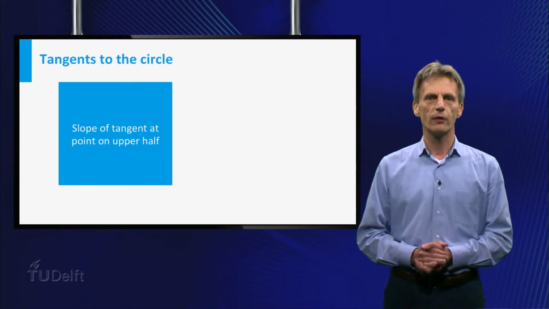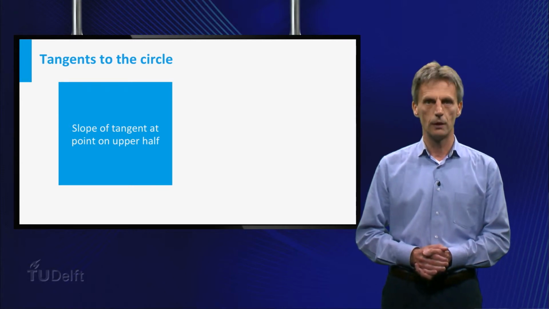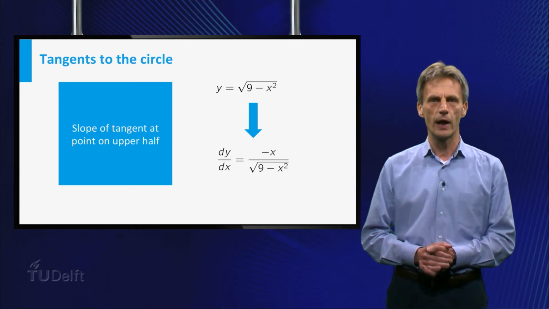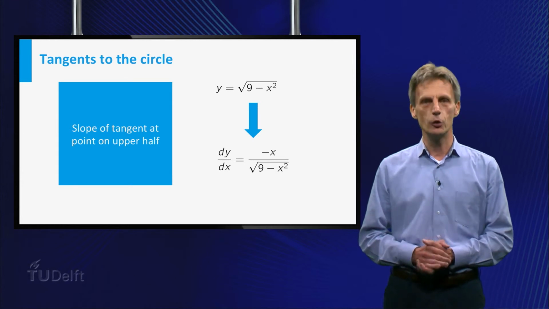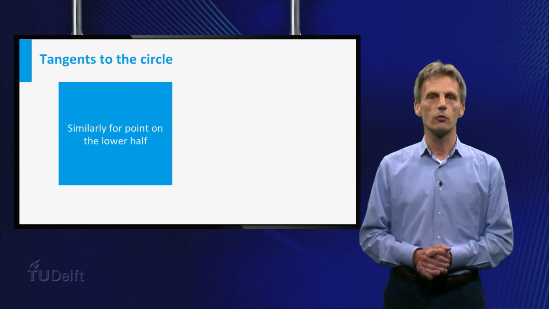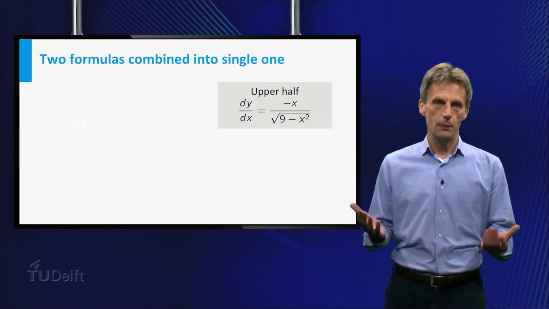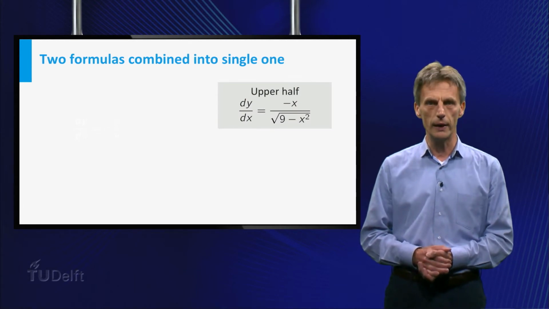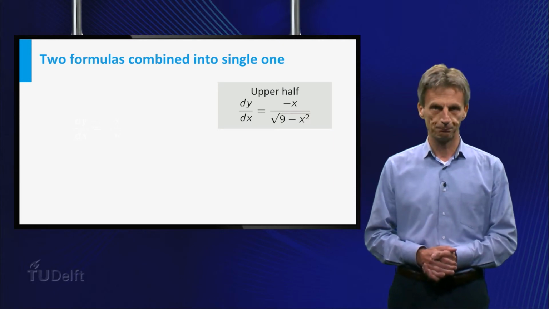Now suppose we want to find the slope of the tangent line at a point on the upper half of the circle. In that case, we take the explicit formula y is the square root of 9 minus x squared, and then we can compute the derivative in the usual way. And of course we can do the same for the points on the lower half of the circle. It appears that we can compute slopes of the tangents to the circle in the usual way. So what exactly is the point we are trying to make here?